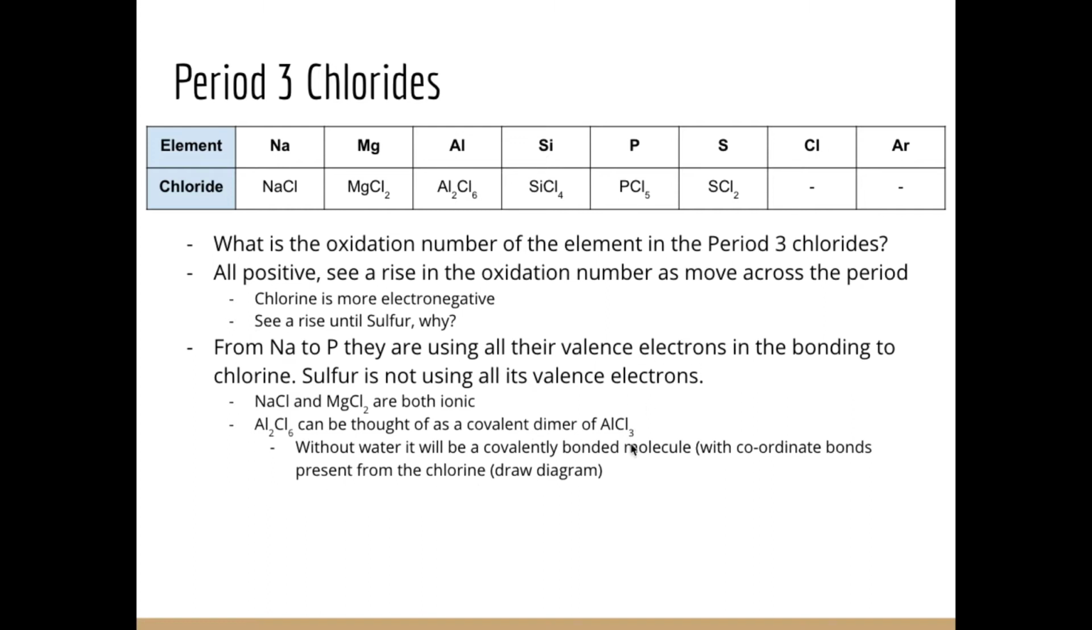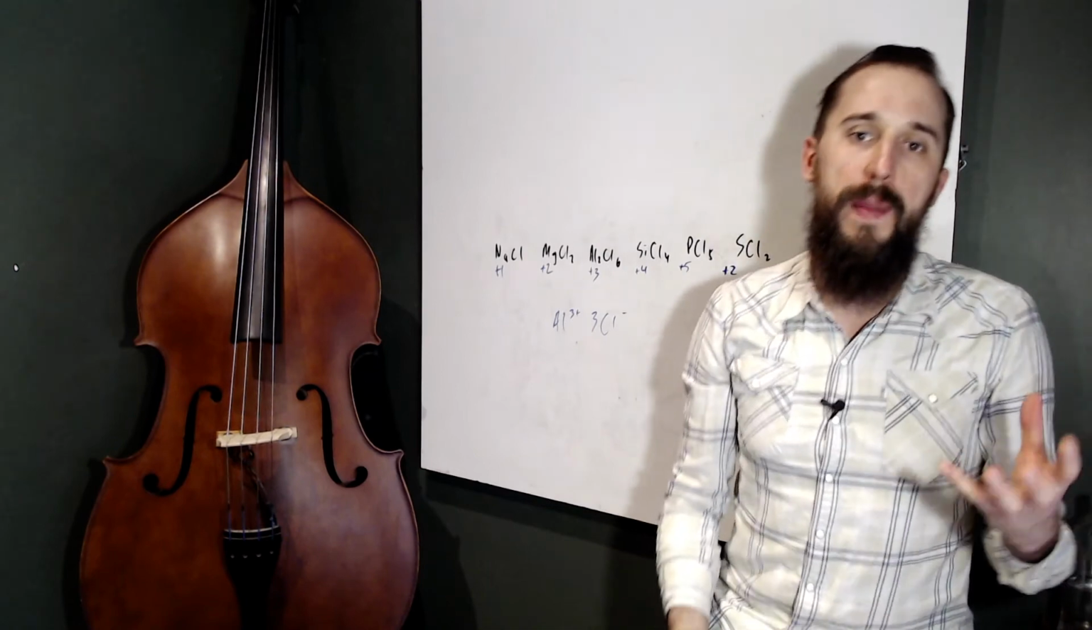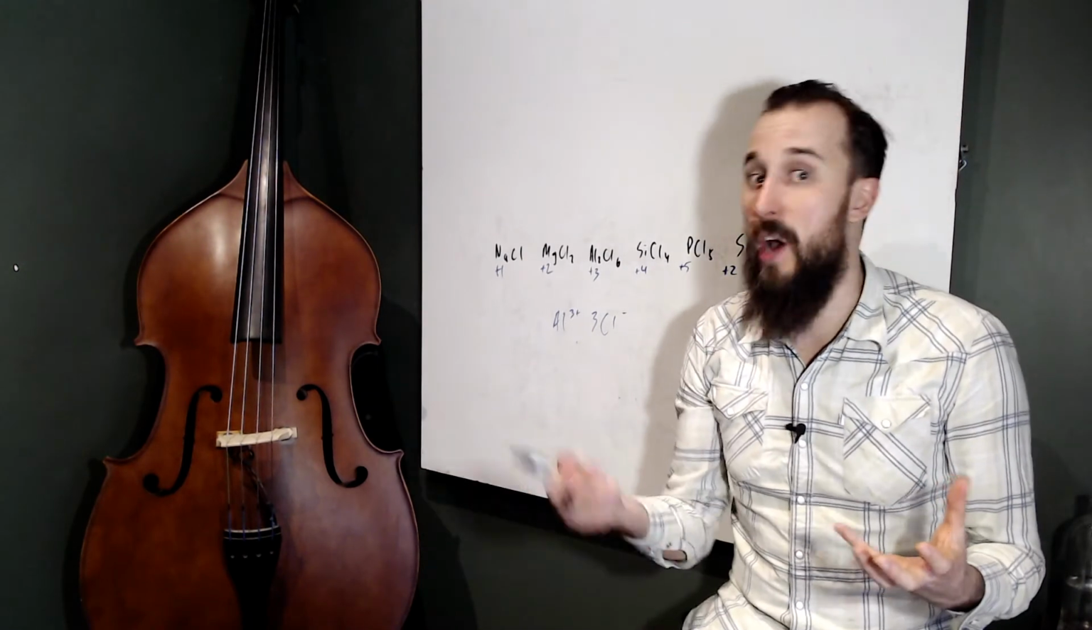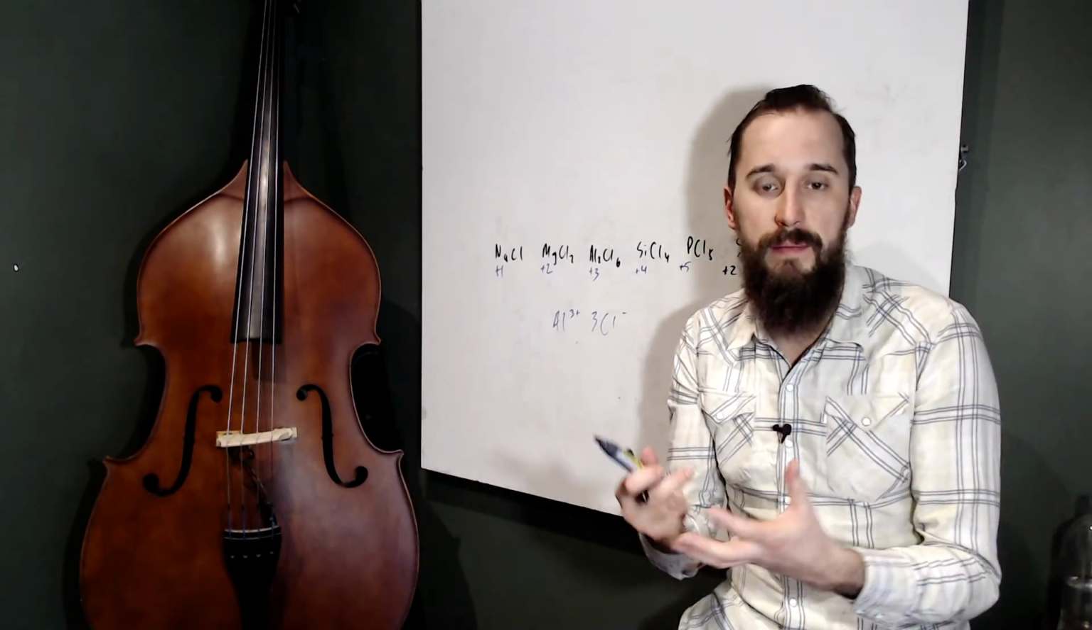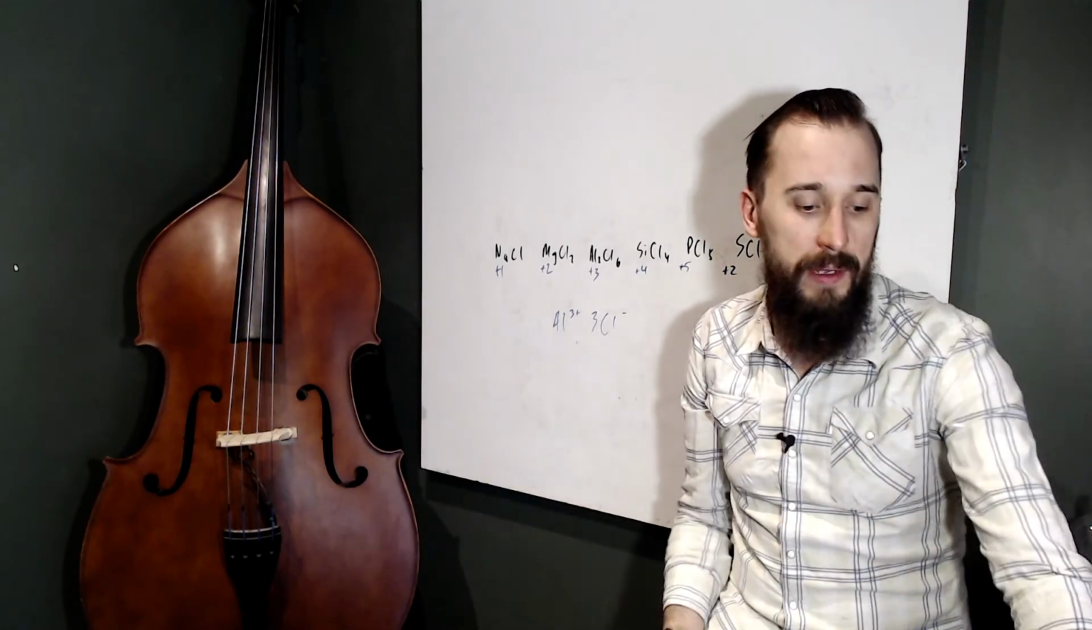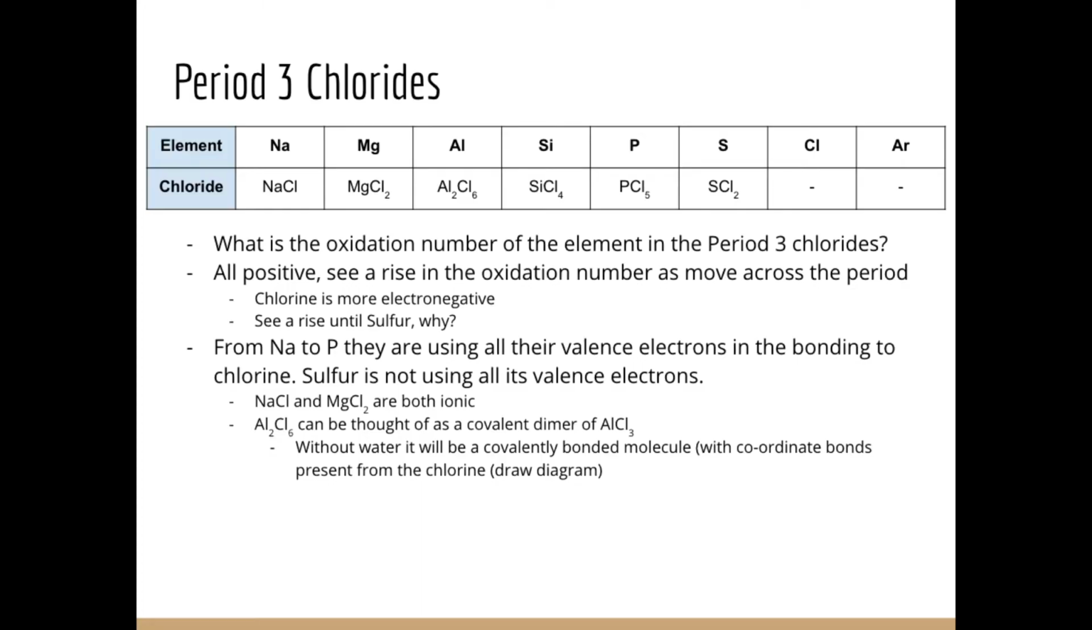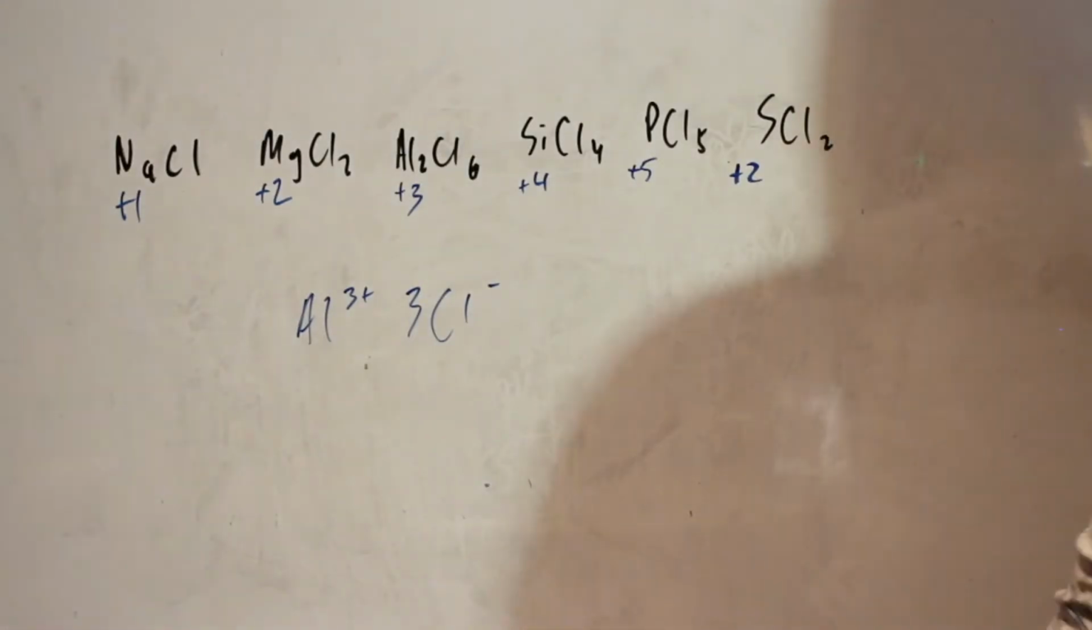But what we observe is that without water, we actually get a covalently bonded molecule, which can be thought of as a dimer of AlCl3, where we're forming coordinate bonds from the chlorine. So a dimer is where you've got a monomer, mono meaning 1 unit, and a dimer, di meaning 2, you've got a 2-unit compound that forms from 1 unit. So we can think of the Al2Cl6 as a dimer of an AlCl3. Let's draw that so we can better understand what we mean by that.